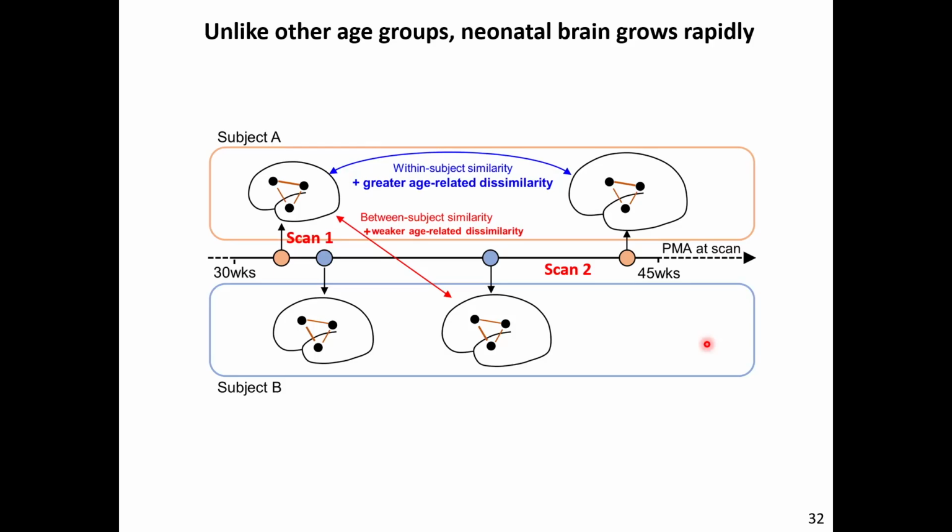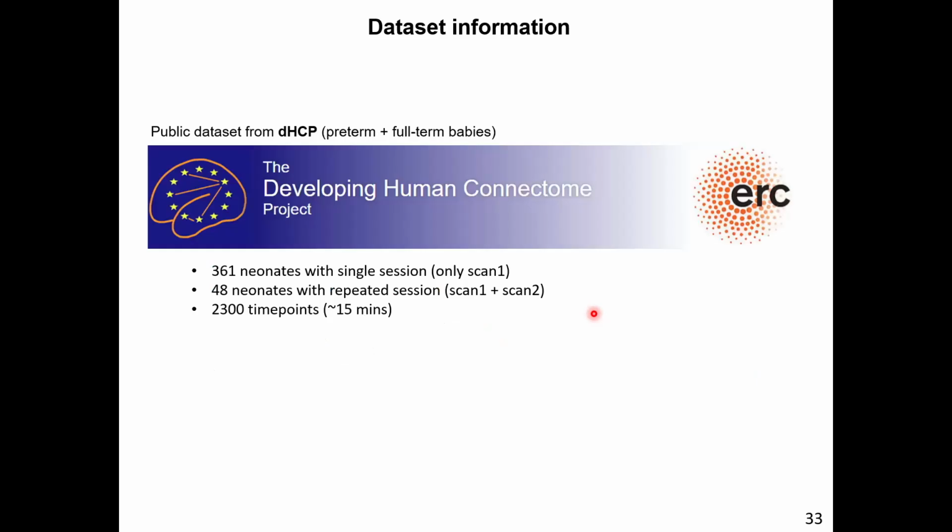So basically, there is a very strong age-related dissimilarity effect between sessions. We thought the reason the previous study failed to identify individuals based on brain wiring patterns is that they did not consider this age-related dissimilarity. So again, we used the dHCP dataset, with 361 newborns with a single session, plus 48 newborns with repeated sessions for the subject identification test.